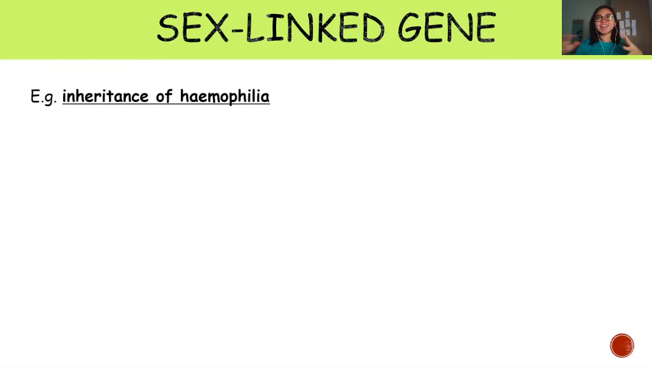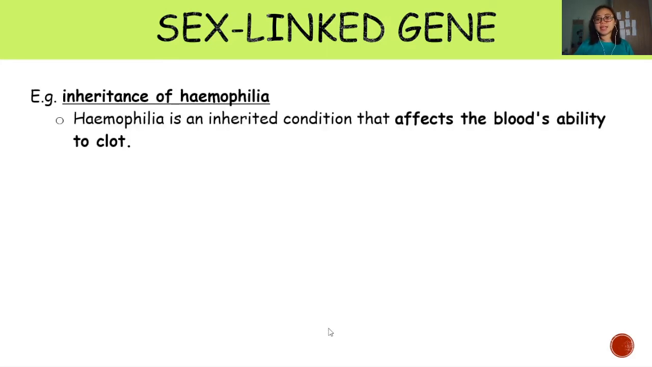Okay, so let us look at an example of sex-linked gene or sex-linked inheritance. We will look at the inheritance of hemophilia. What is hemophilia? Hemophilia is an inherited condition that affects the blood's ability to clot. If you have hemophilia, it is difficult for your blood to clot and harden.